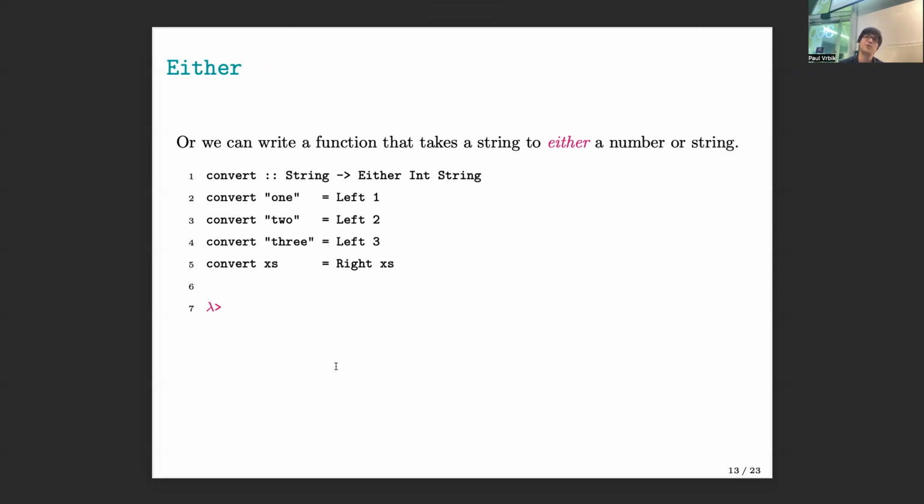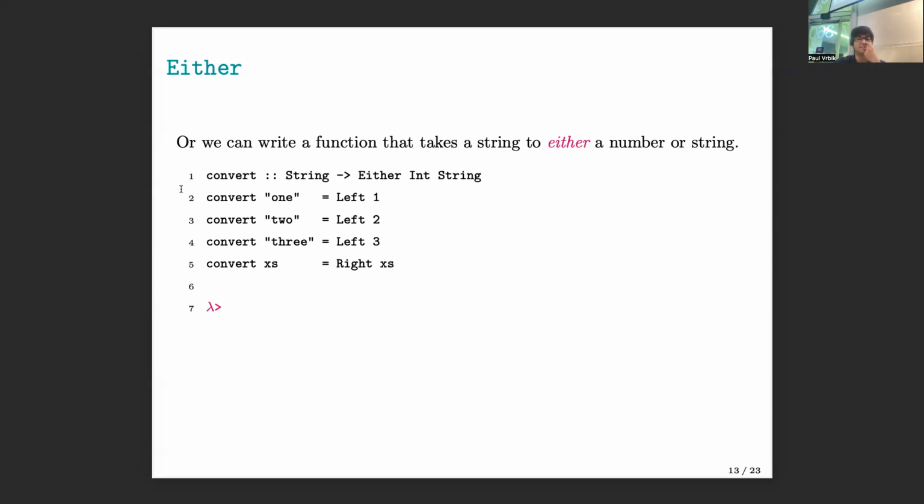So suppose I want to convert the word 1, the word 2, the word 3 into either an integer or a string. And all other strings just stay themselves. Okay, so I'm going to write a function which only converts 1, 2, or 3 to their numbers, and every other string is going to stay the string. And this is how you would do it, right?